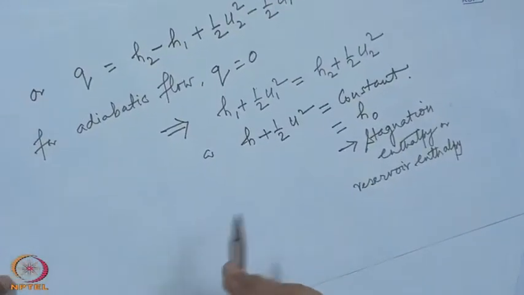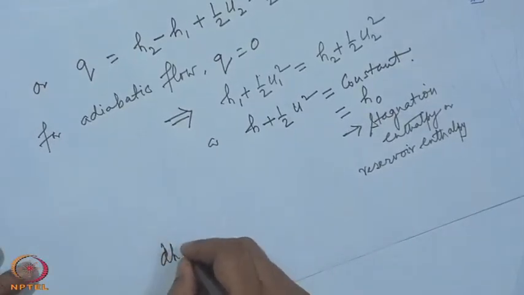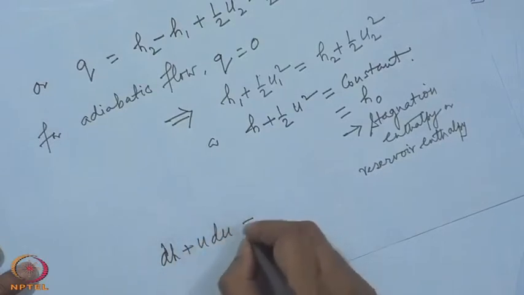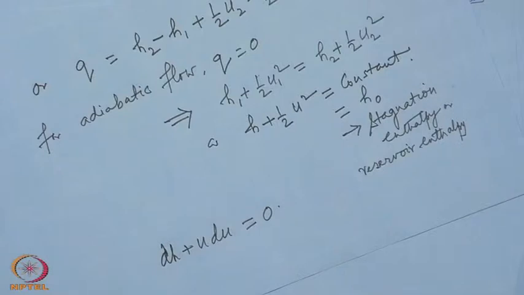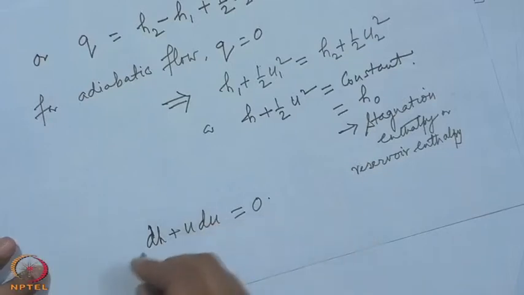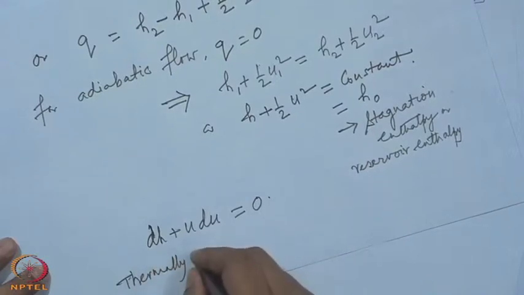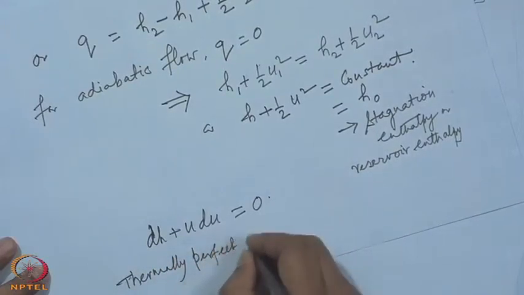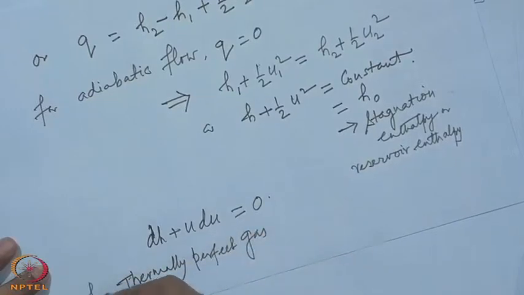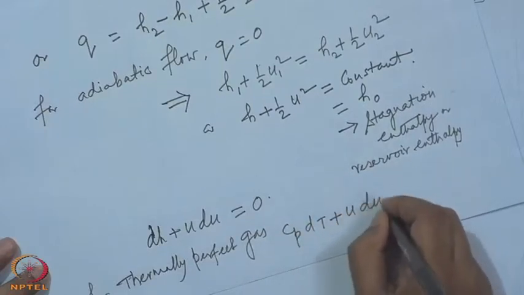The equation can also be written in the differential form as dH plus u du equal to 0. So, this is the differential form of the adiabatic flow energy equation, and if the gas were a thermally perfect gas, then this equation can also be written as Cp dT plus u du equal to 0.